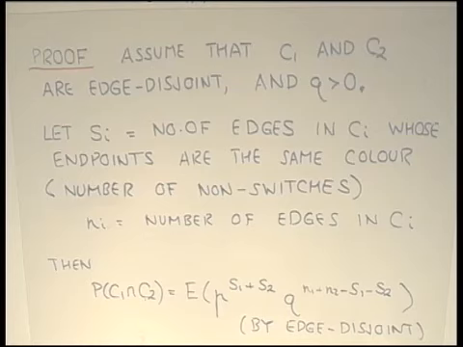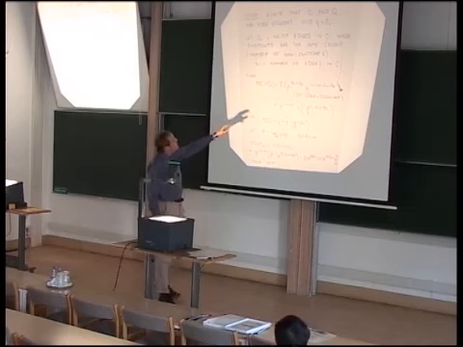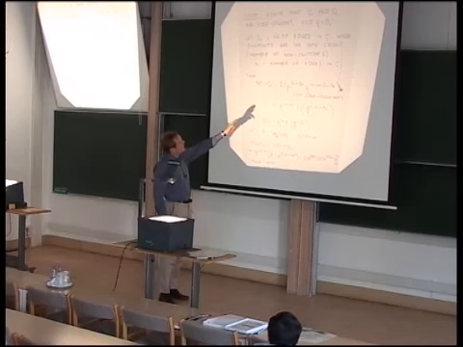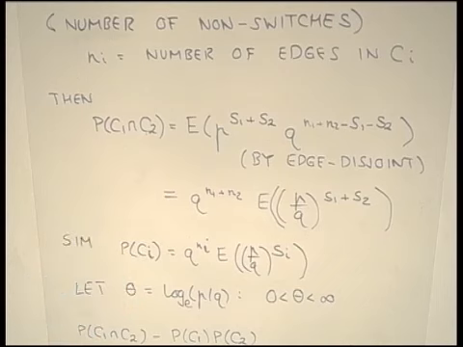We'll say that Si is the number of edges in the configuration Ci whose endpoints are the same color in the random coloring. Call it the number of non-switches. And Ni will be the overall number of edges in Ci. Well, what's the joint probability of C1 and C2? Because they're edge disjoint, you have to get the S1 edges that are non-switches in C1 to arise, you have to get the S2 edges that are non-switches in C2 to arise, each with probability P, and you have to get the other edges, which are obviously switches, to arise.